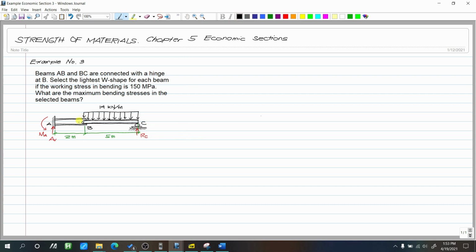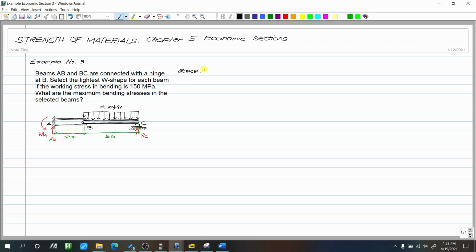So, syempre, doon muna tayo sa BC kasi doon yung mas maunting unknown. Kapag pumunta tayo sa AB, meron tayong moment, so mahirapan tayong mag-solve ng unknown dito. So, ito muna. Anyway, ano naman to? Determinate, ano naman to? Beam. So, pwede nating gamitan ng equilibrium condition. Okay? Hindi katulad ng mga indeterminate structure. Okay? So, doon muna tayo sa BC.